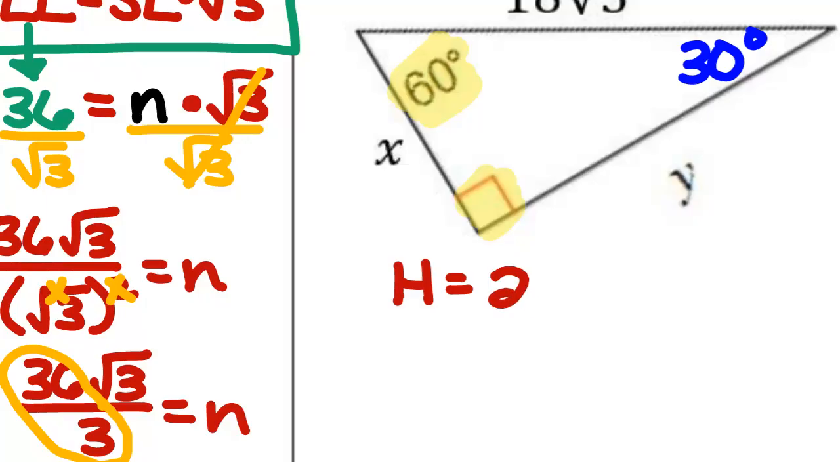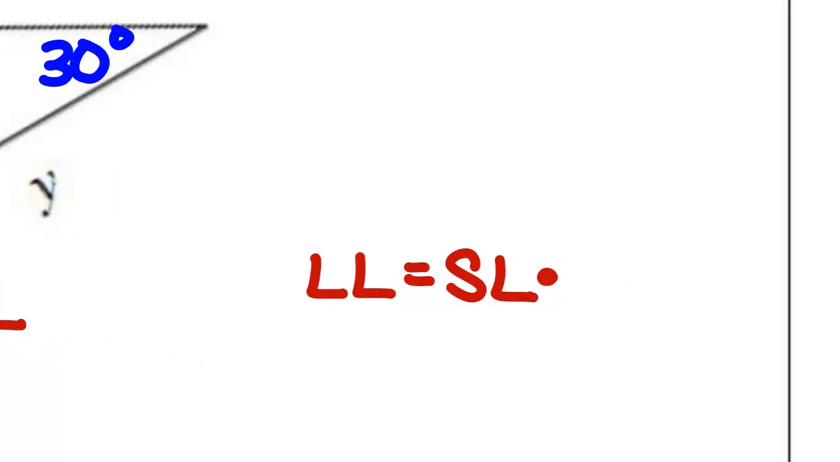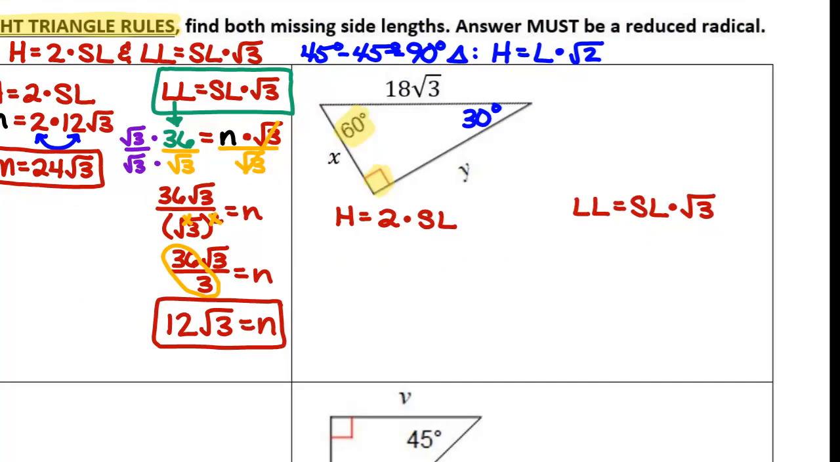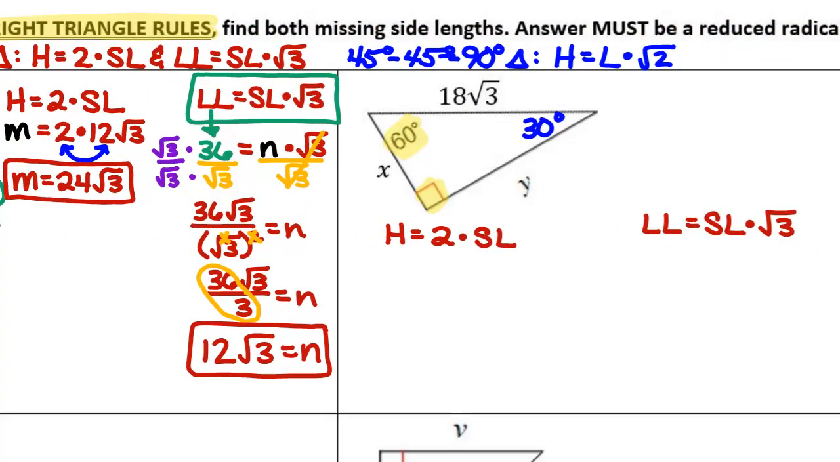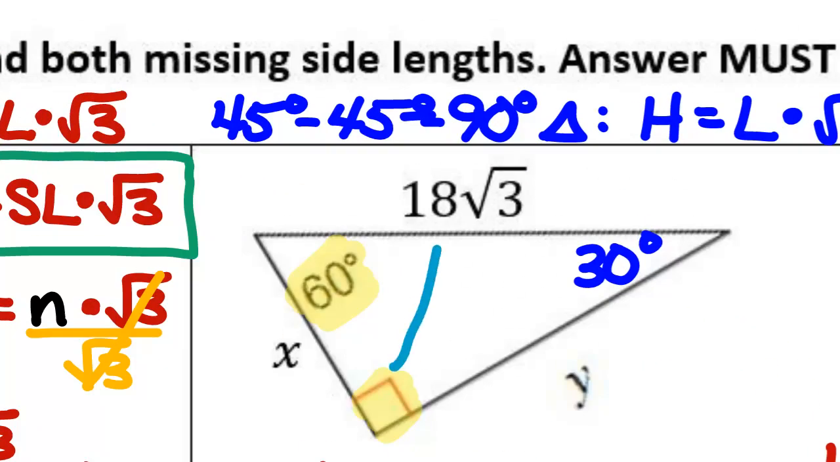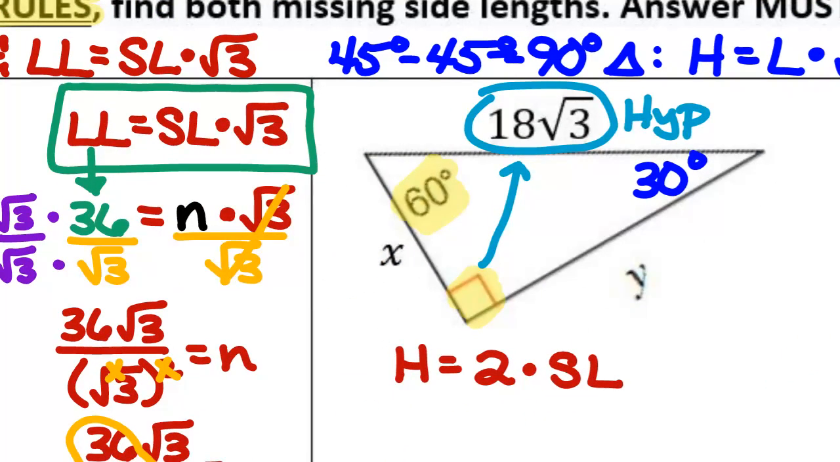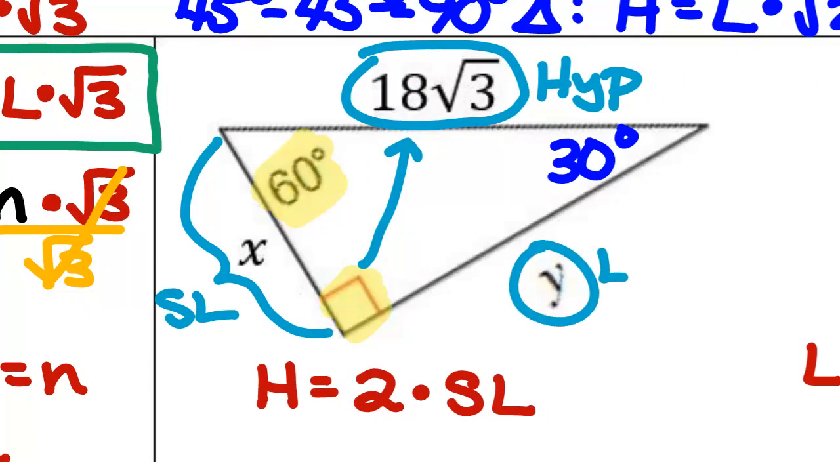Hypotenuse equals 2 times the short leg, and long leg equals short leg times radical 3. Let's label up our triangle. What is the hypotenuse on this triangle? 18 radical 3, because that's opposite my right angle. So here's the hypotenuse. What's the short leg? X. And so that means Y is the long leg.